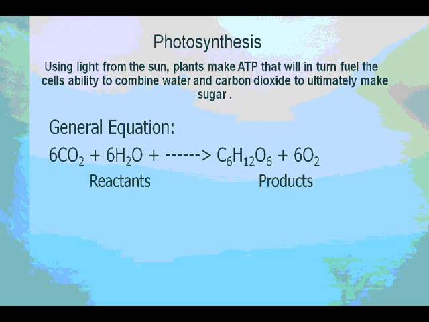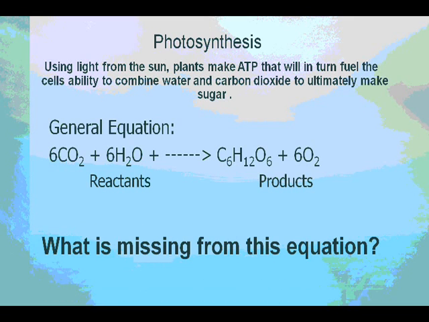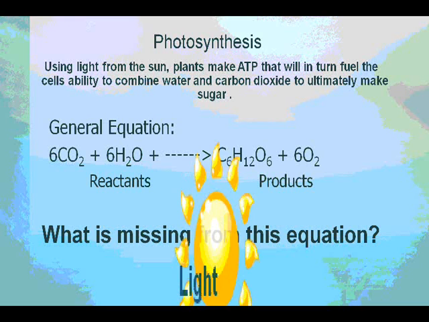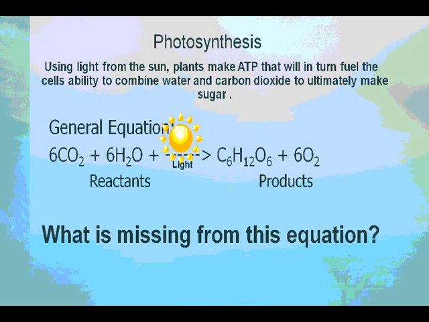Here is the general equation for photosynthesis. Using light from the sun, plants make ATP and then use that as fuel to combine water and carbon dioxide to make sugar. The reactants are carbon dioxide and water, and the products are glucose and oxygen. What's missing from this equation? Well, it's something very important that plants need in order to survive, and that is sunlight. That is the activation energy that allows this equation to occur.